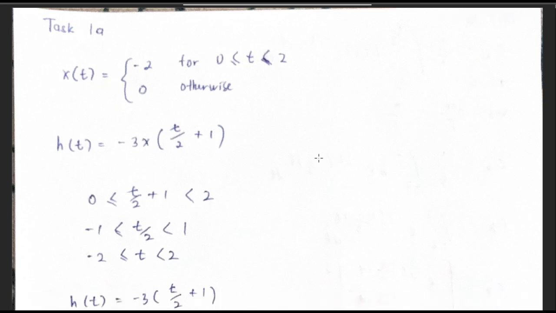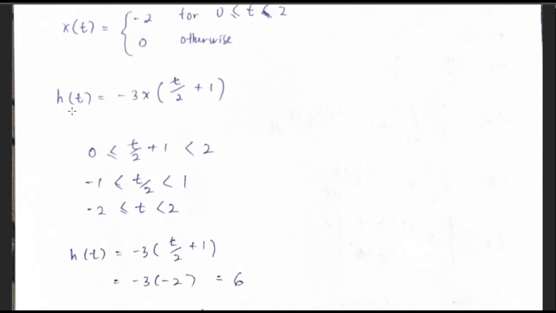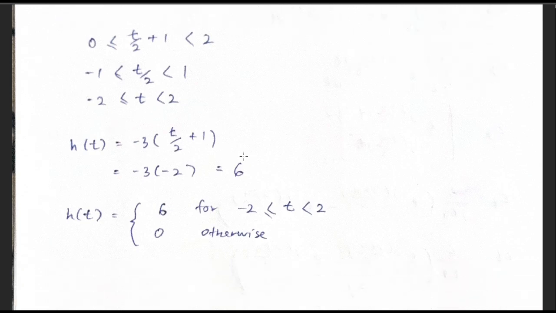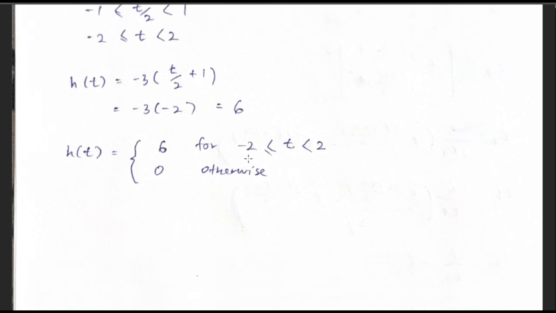For task 1A, x(t) equals -2 for 0 smaller than t smaller than 2 and 0 otherwise, and we got h(t) equals -3x(t/2 + 1). So we integrate over one period, and then this is the final calculation for the h(t): 6 for -2 smaller than t smaller than 2, 0 otherwise.